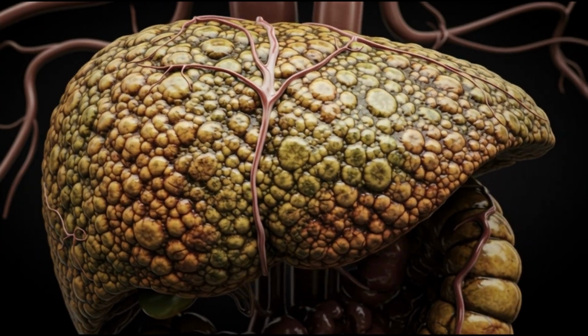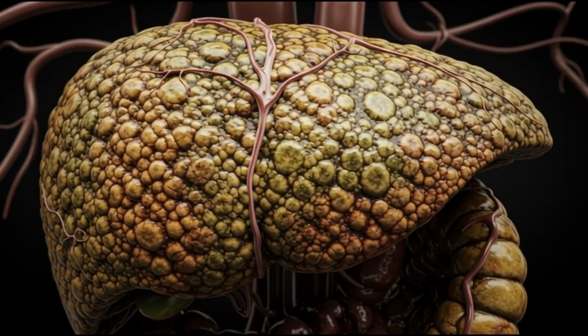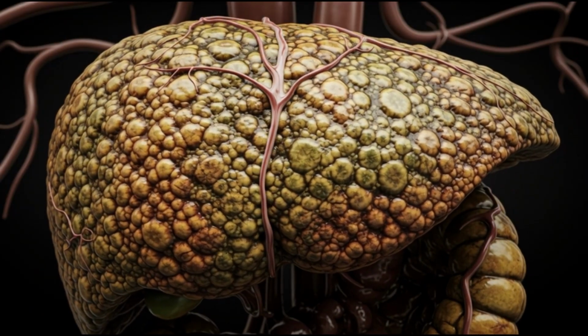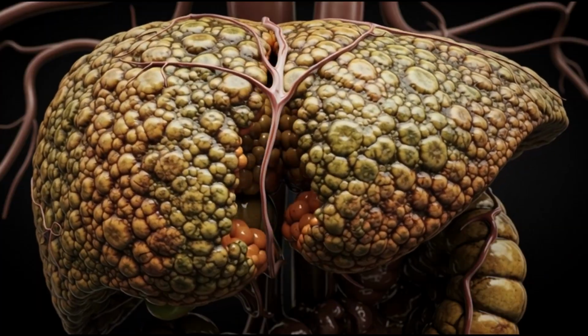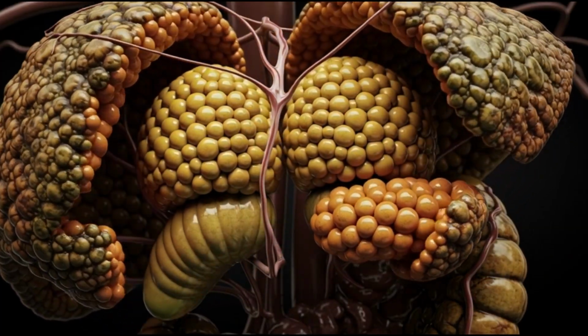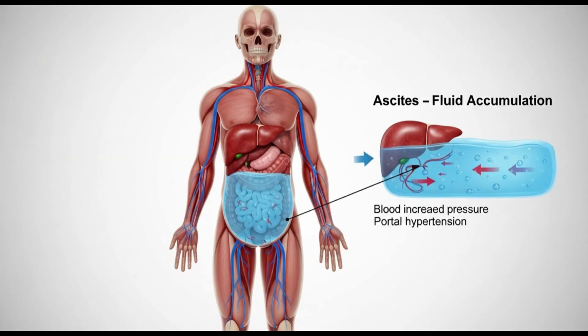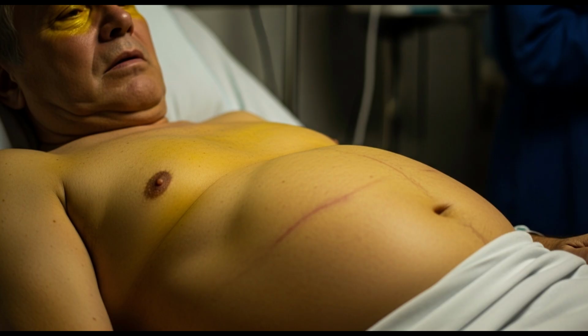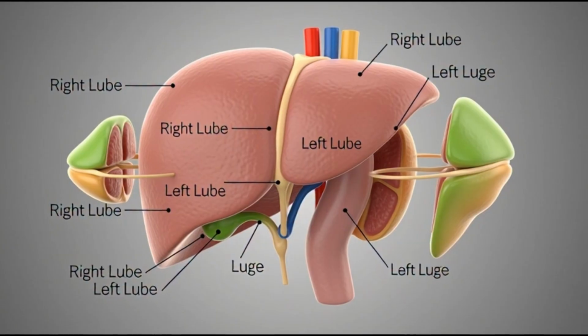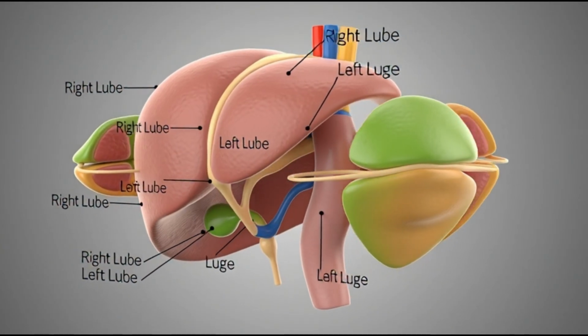Clinical importance. Liver failure. In liver failure, toxins accumulate in the blood. Ammonia levels rise, causing hepatic encephalopathy. Bleeding occurs due to clotting factor deficiency. Jaundice and ascites develop. These features highlight the vital importance of normal liver function.